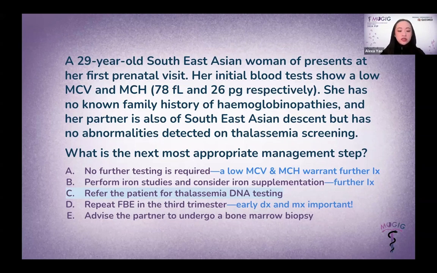Doing thalassemia DNA analysis would help determine if the patient is a carrier of a haemoglobinopathy gene, which is crucial for determining prenatal care as well. Early diagnosis and management of haemoglobinopathies is important for avoiding complications, which we'll look at in a bit more detail on the next slide. And whilst iron deficiency is a common cause of microcytic anemia, our primary concern in a patient of Southeast Asian descent with a low MCV and MCH is ruling out any potential haemoglobinopathies.